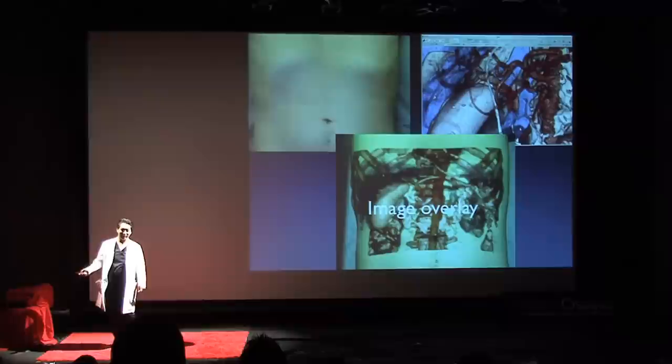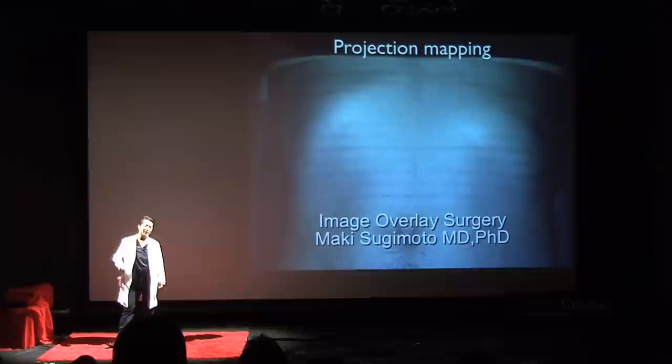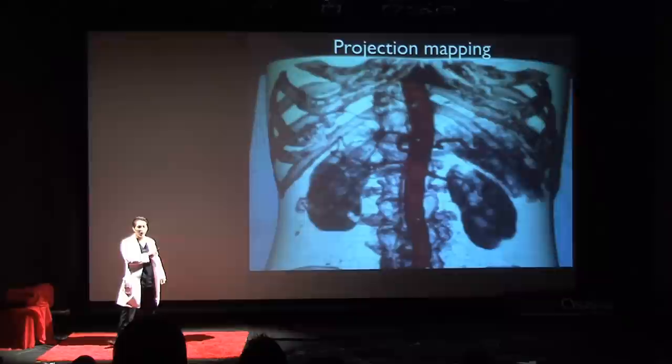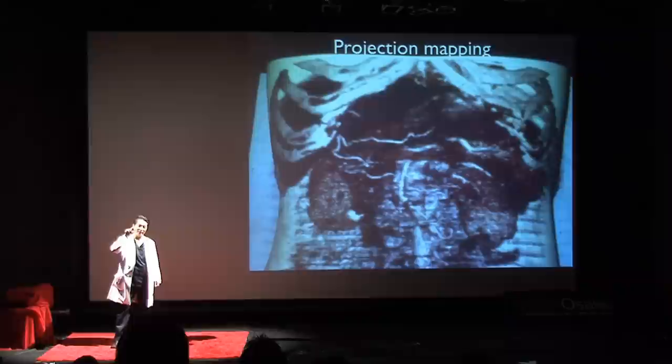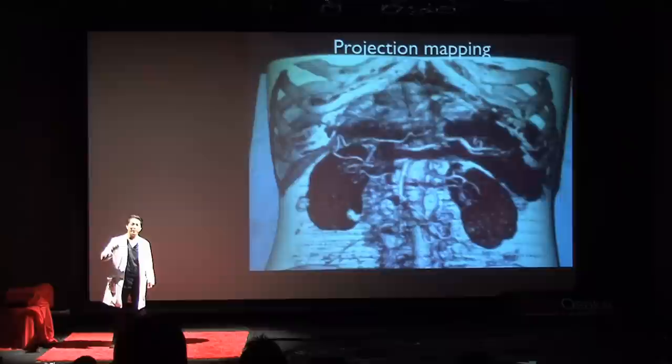This image was acquired from the real patient. So you can see through to the abdominal organs on the patient's body surface before cutting the abdominal wall. So we can reduce the length of the incision line. It is so-called minimally invasive surgery.